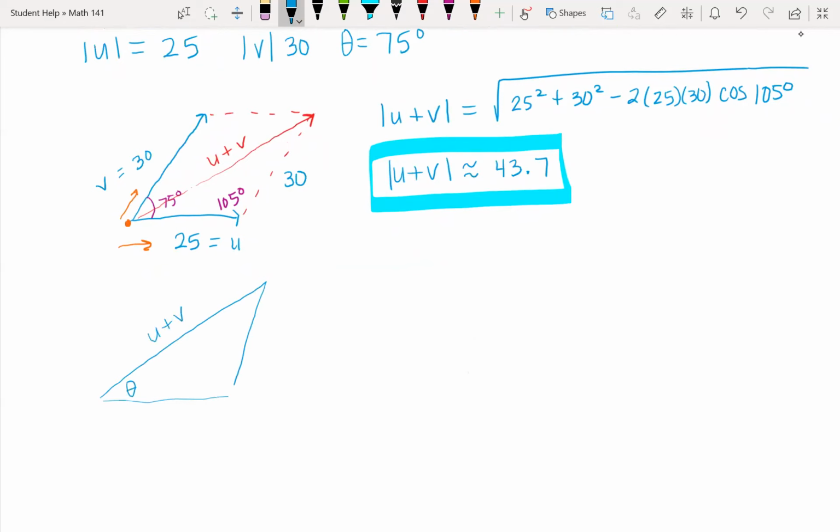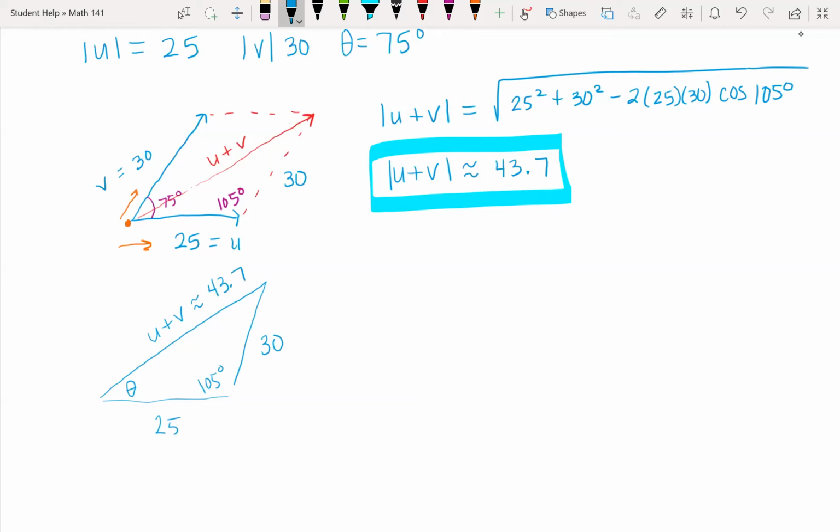This is the angle that we want here. This is 25. We know that this is 105. And we know that this is 30. We said that this is approximately 43.7. And we want to find theta. So we'll set this up as a law of sines.